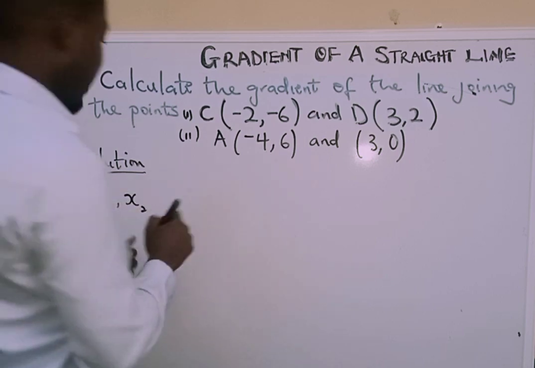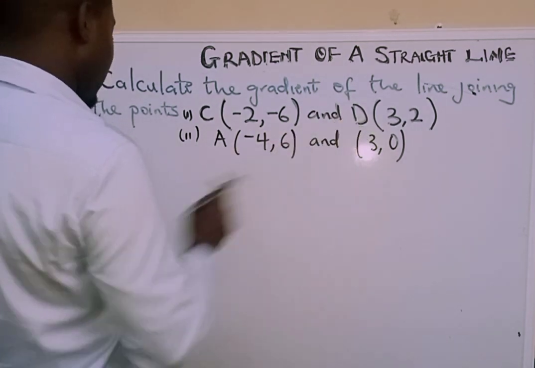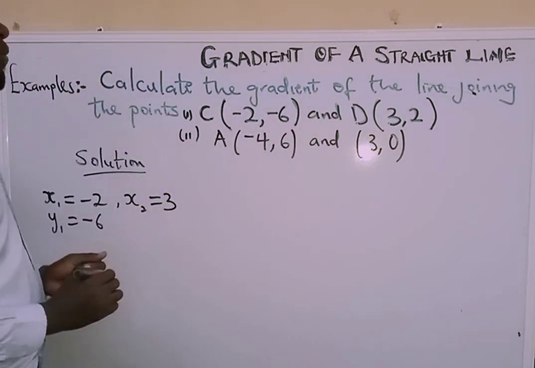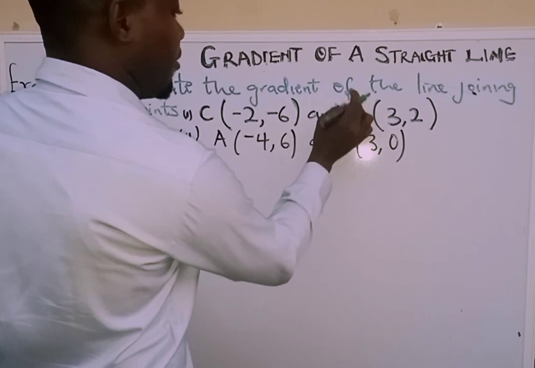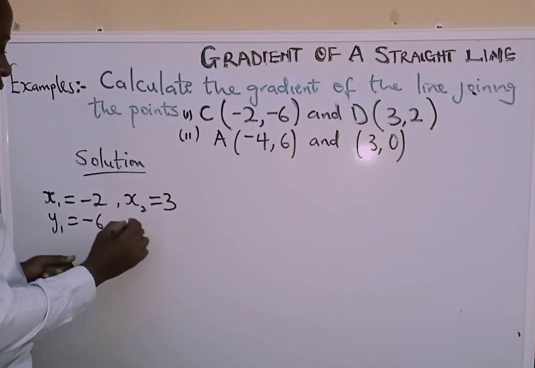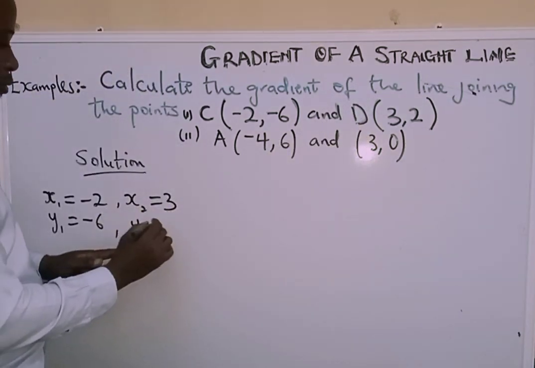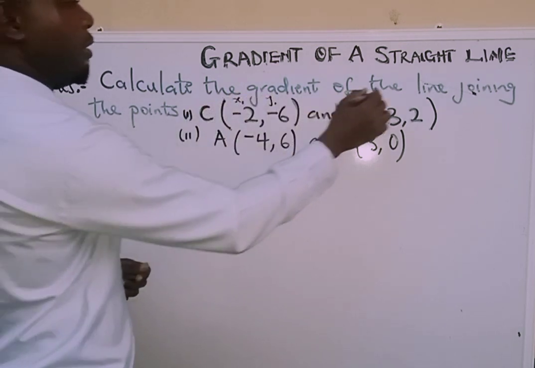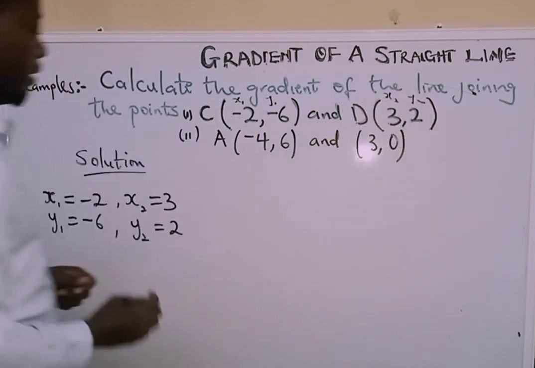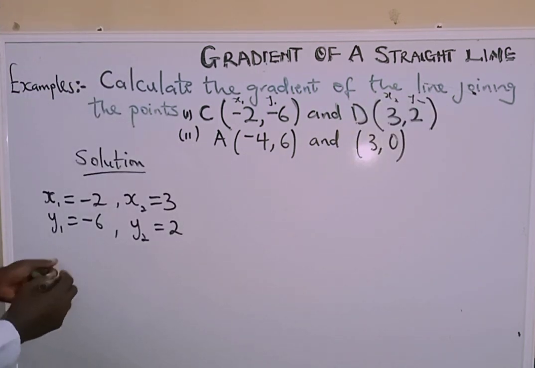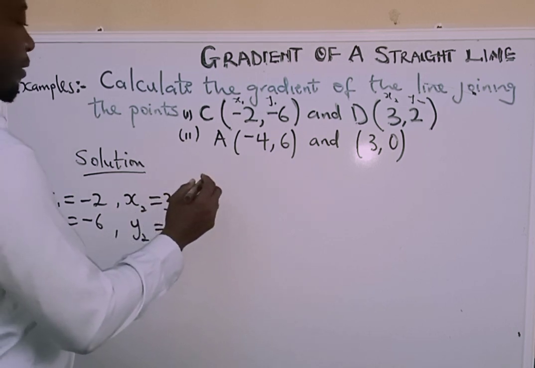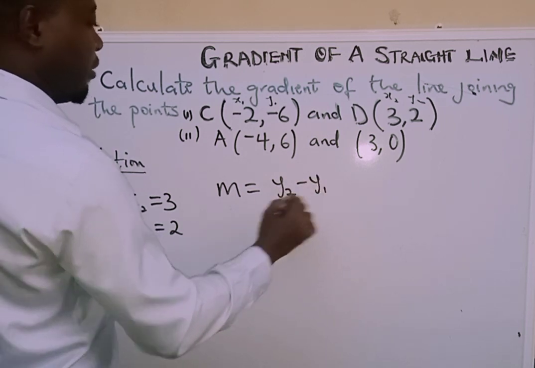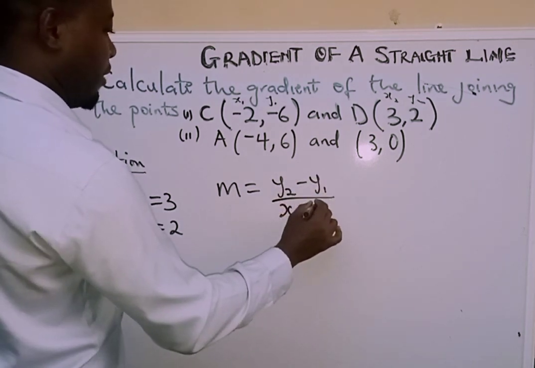Moving on to x2. X2, this is the second point. So the first value in the second point is going to be the x2. And the second value in the second point, which is point D, is going to be our y2. So what you are trying to say is that this is x1, y1, x2, y2. Now we can proceed with the solution. Now, using our formula, the formula is m equals y2 minus y1 all over x2 minus x1.